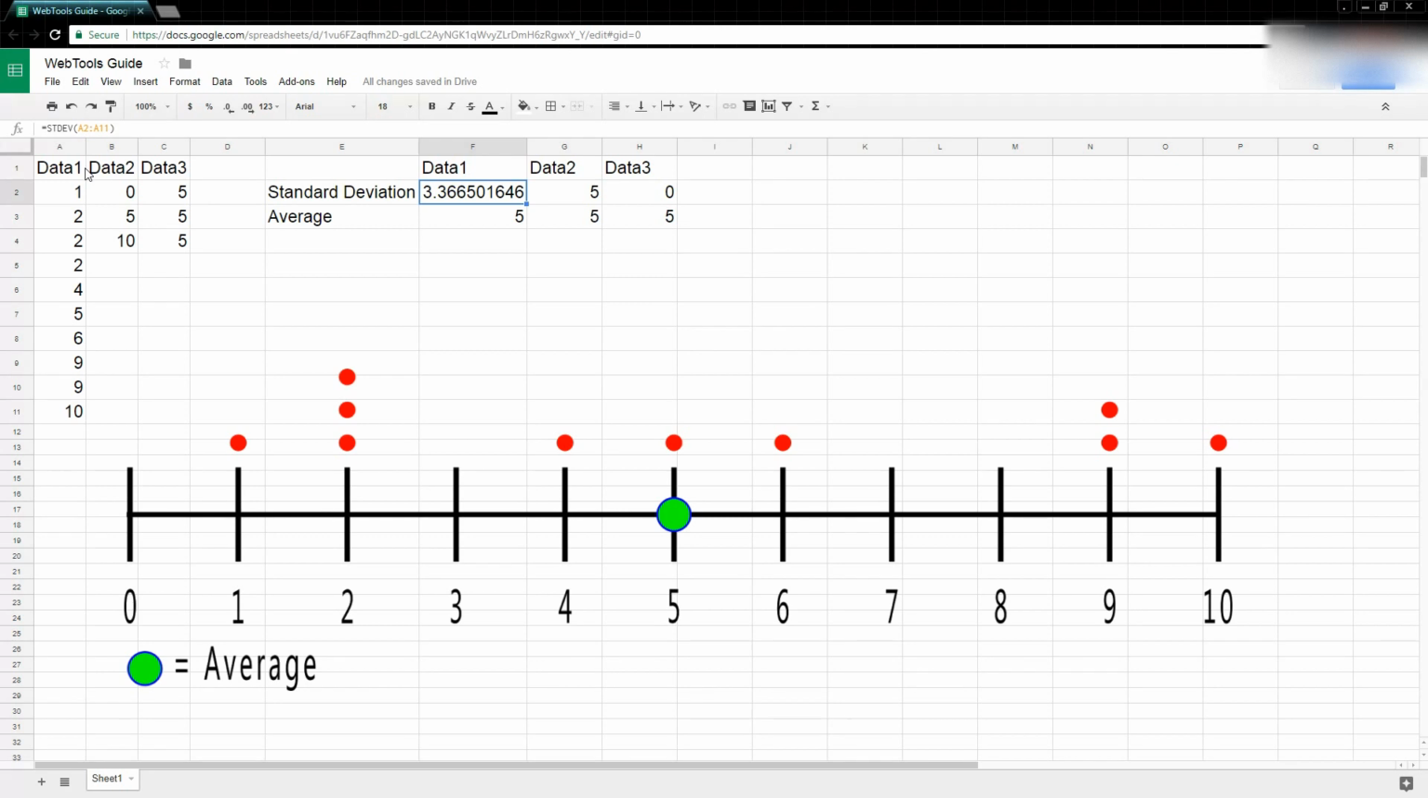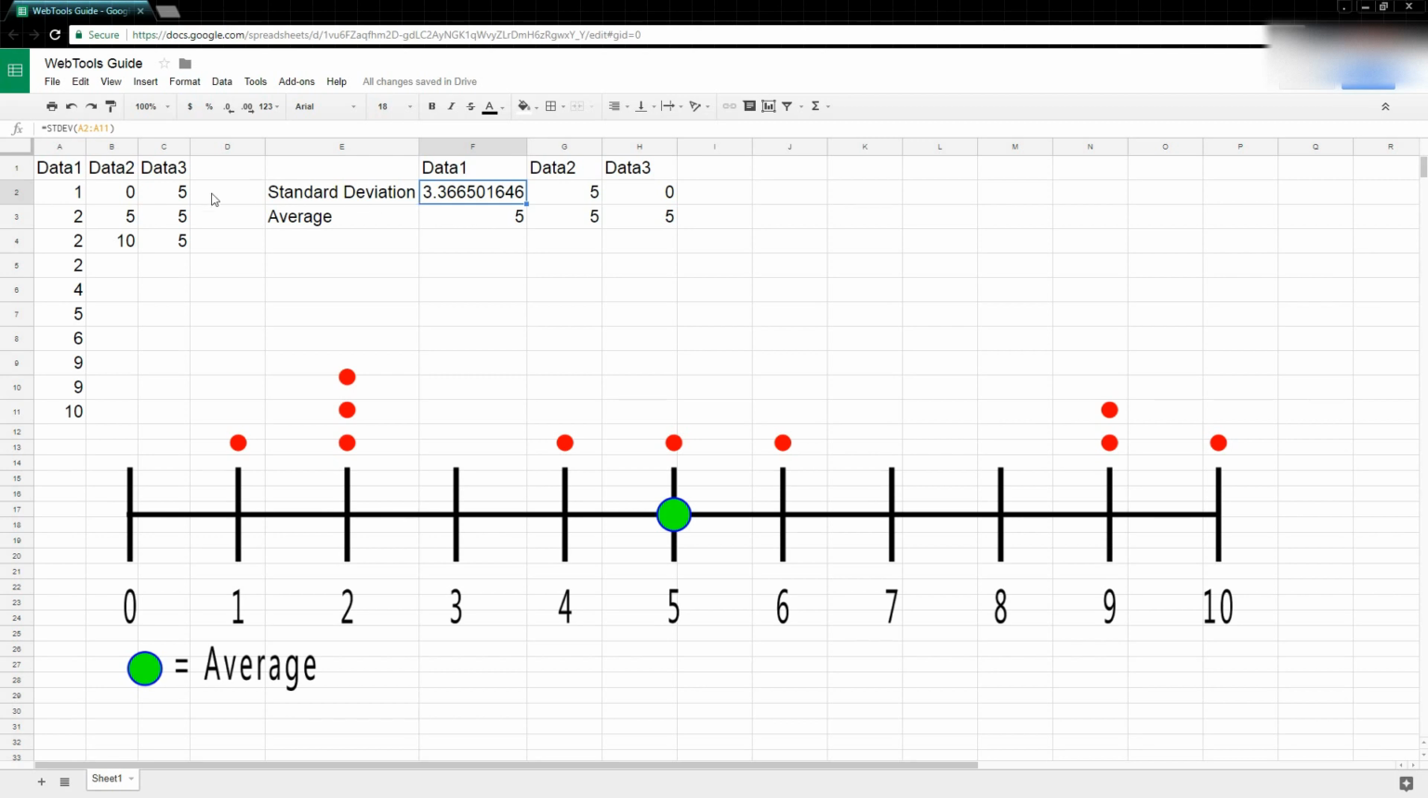Now, one thing I want you to notice is how different each of these data sets are. But notice the average. It's 5 for every single one of the data sets. An average is usually a pretty good number to give us a good picture of what the data looks like, but it's not a complete picture. And we're going to see that as we learn a little bit more about the standard deviation.